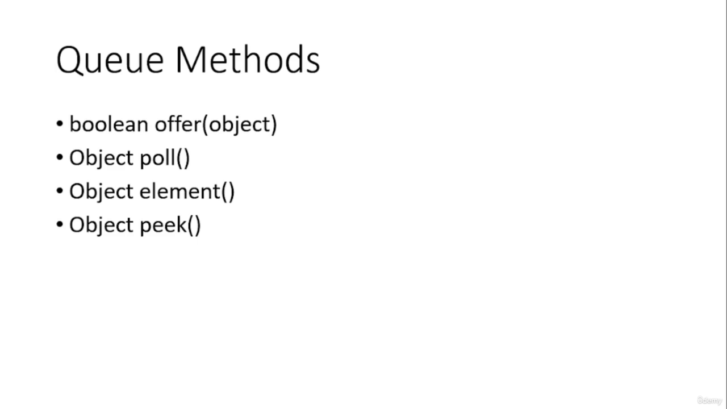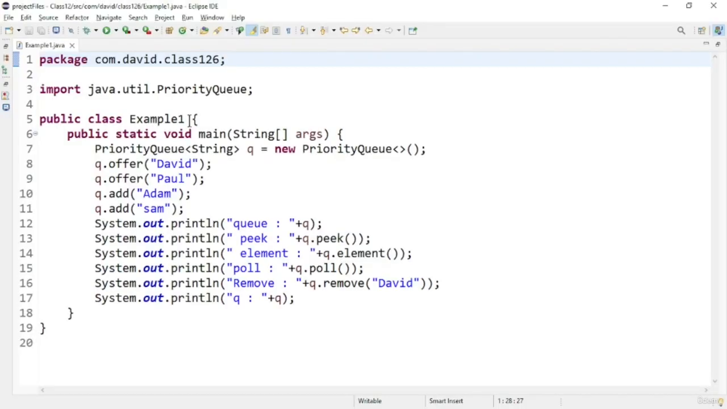Now let us see some programs. Without further ado, let us see a program based on queues in Java. Queue is a first in, first out data structure, so let us see a program based on queue.